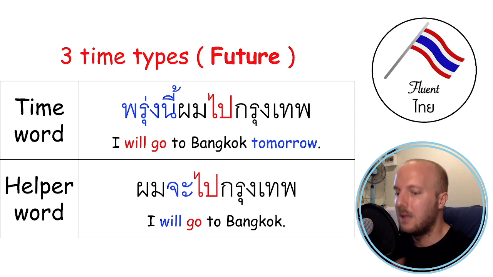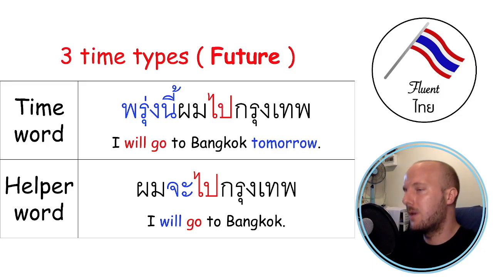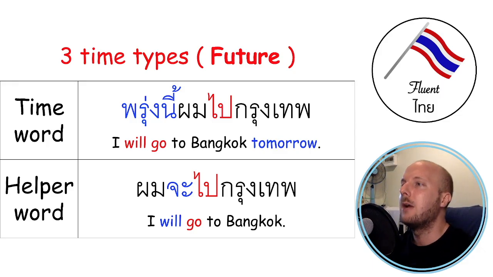You just give the context and then that's enough. So in English, we would have to add the word will, right? I will go to Bangkok tomorrow. We can't just say I go to Bangkok tomorrow. We have to say will because we're talking about future. So first one, พรุ่งนี้ผมไปกรุงเทพ, or if you want, you could add จะ, so พรุ่งนี้ผมจะไปกรุงเทพ.